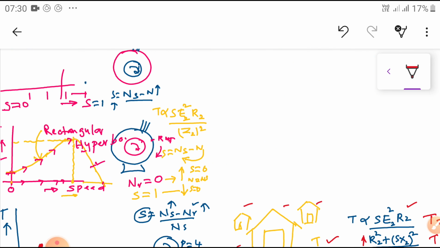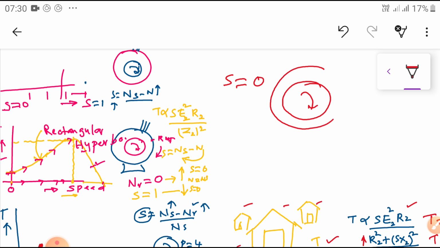Now in this case, initially S is equal to 0, which means our rotor speed and stator speed are both equal. That means there is no torque on the rotor, there is no load on the rotor. We have not added any load on this rotor, hence both are moving at the same speed. At that condition, the torque is equal to 0.